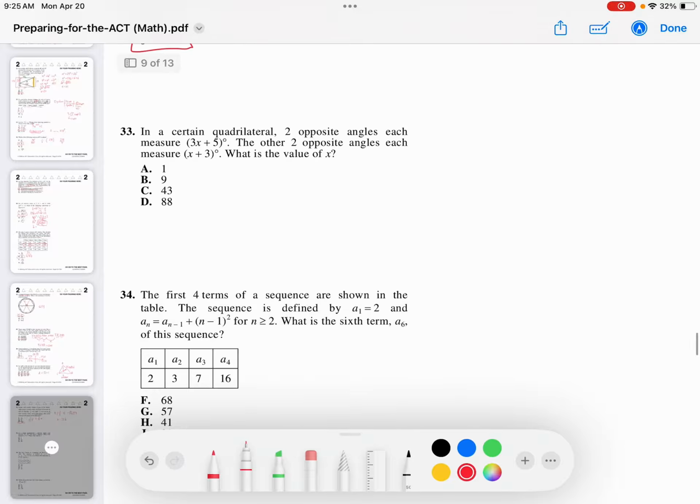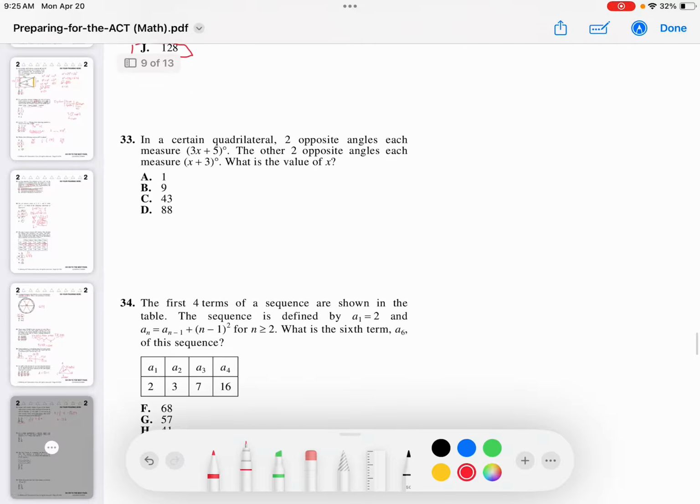In a certain quadrilateral, 2 opposite angles each measure 3x plus 5. The other 2 opposite angles each measure x plus 3. What is the value of x? So in a quadrilateral, the total degrees is essentially 180 times the number of sides minus 2. In this case, the number of sides is 4. So that's 180 times 2, which is 360. So it's 360 total degrees.